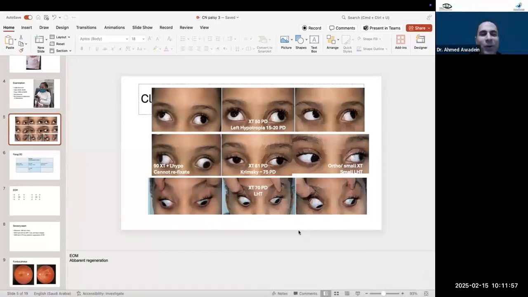Thank you, Dr. Shahada, and thank you, Dr. Amal, and thank you, Dr. Hind, for this very nice presentation. So obviously, the patient has a true synergistic divergence, or what we sometimes call Duane type 4. You can notice that there is an abduction movement of the left eye on attempting to look to the right gaze.